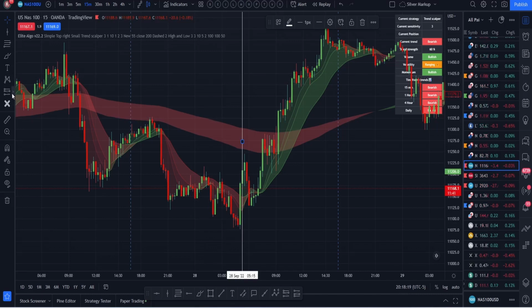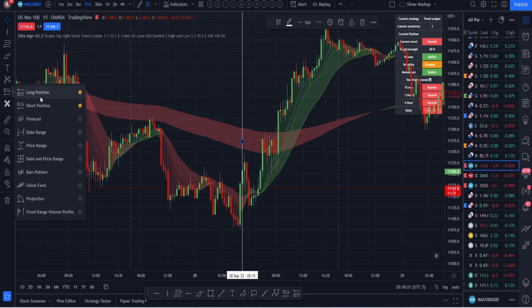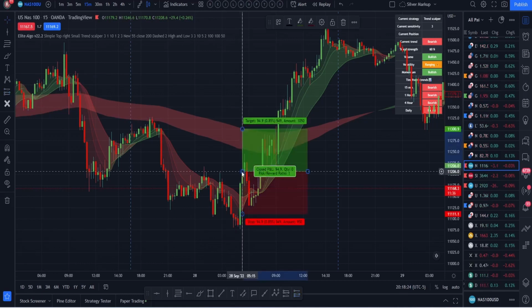And you can look for those 2-to-1, 3-to-1 reward to risk entries. So if you're looking here, you can have something.